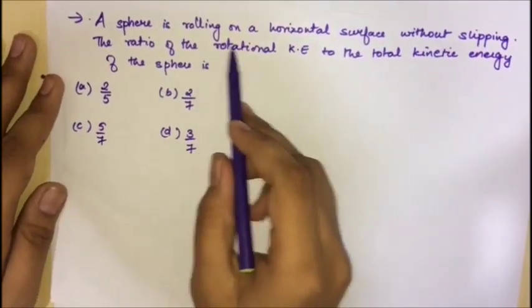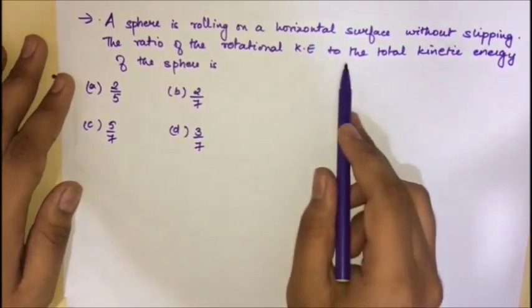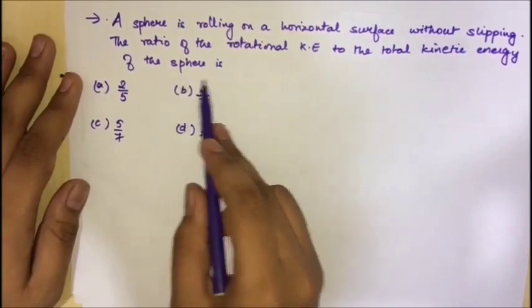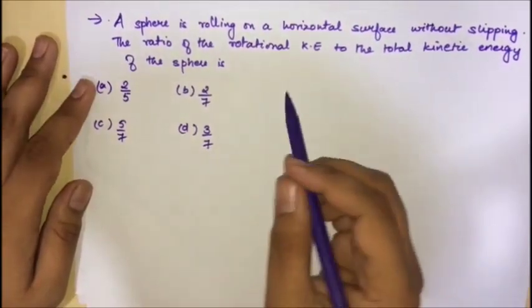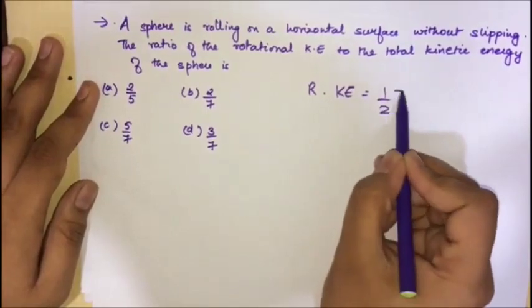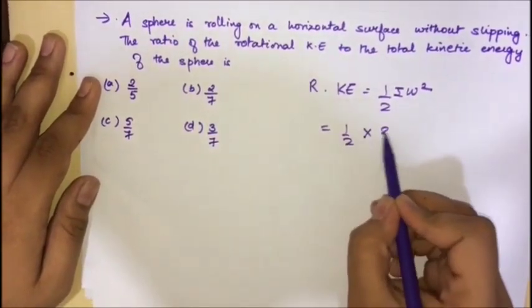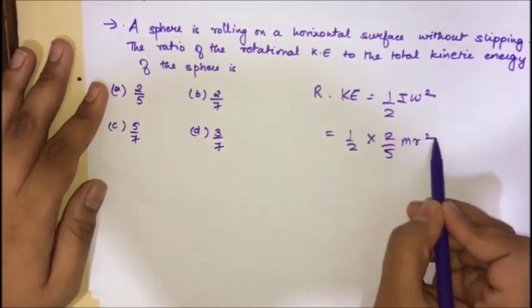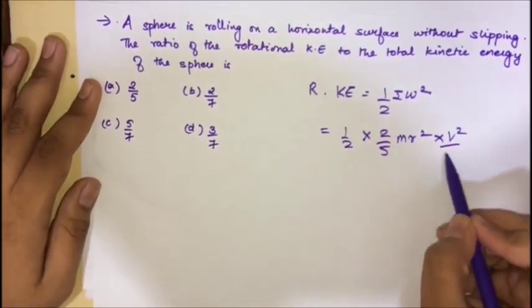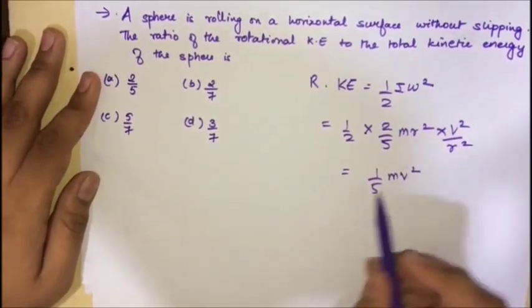A sphere is rolling on a horizontal surface without slipping. The ratio of its rotational kinetic energy to total kinetic energy of the sphere is? Now for a sphere we know rotational kinetic energy is equal to 1 by 2 I omega square, that is 1 by 2 into 2 by 5 mr square into v square by r square, which is equal to 1 by 5 mv square.